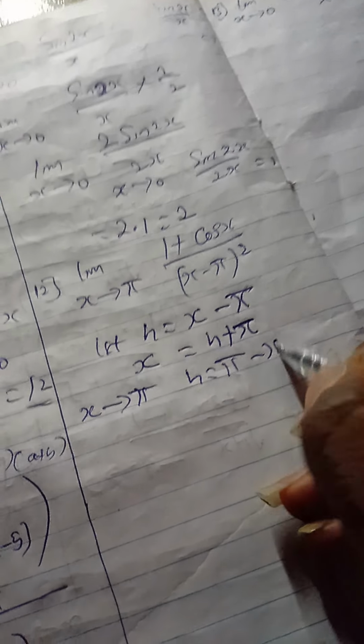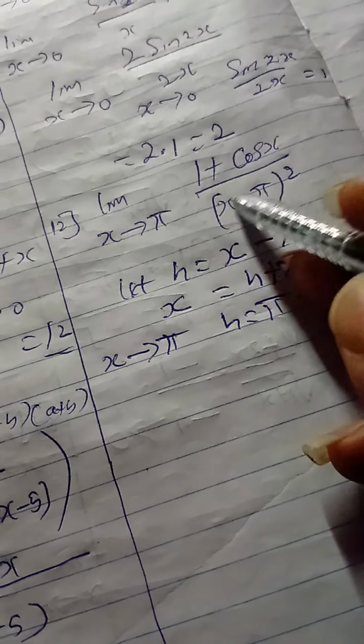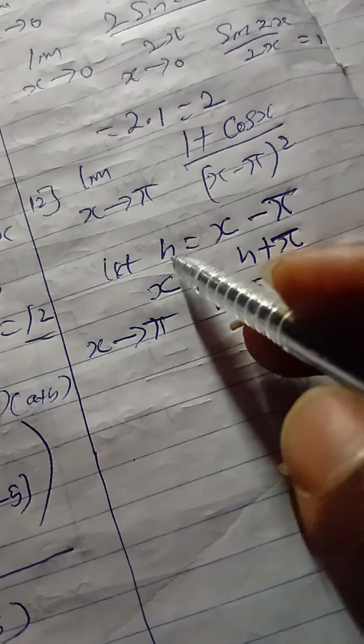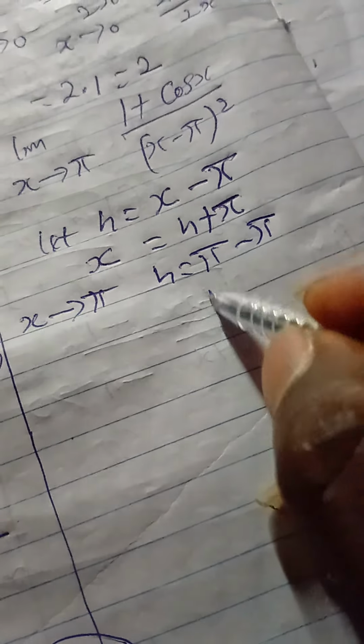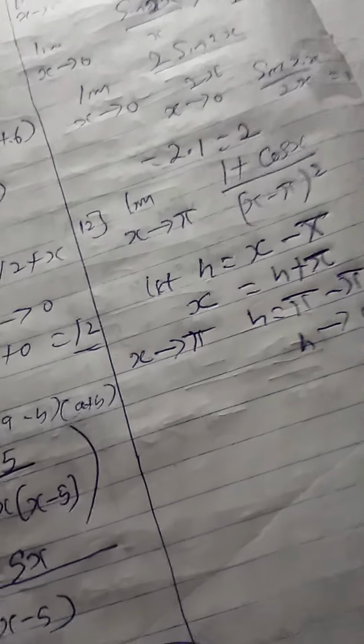Pi minus pi, right? As x tends to pi. Since I say let h be this, and as h equals this, as x tends to pi, h will give us pi minus pi. That means h will tend to 0. So the whole limit, with this substitution, you know I've used it once before, that u. So the whole limit will now change to what?